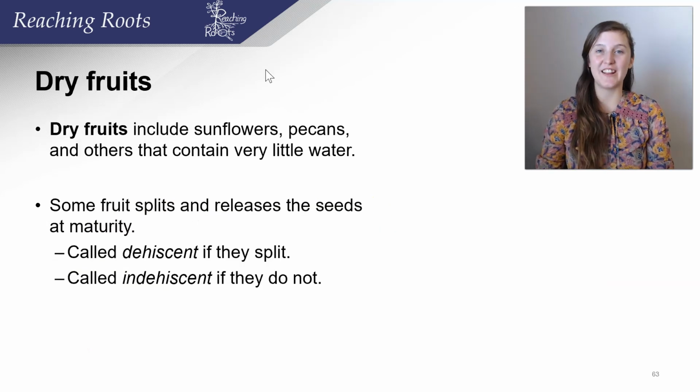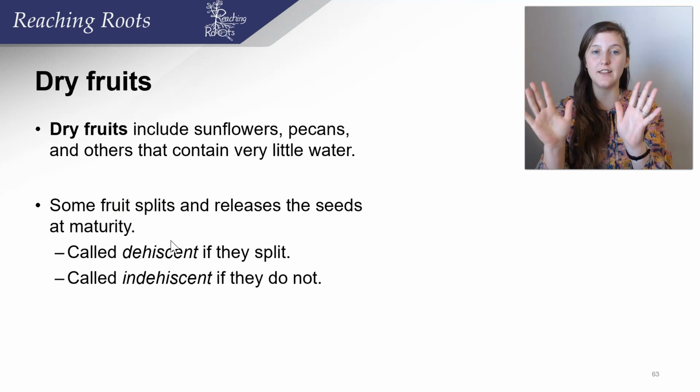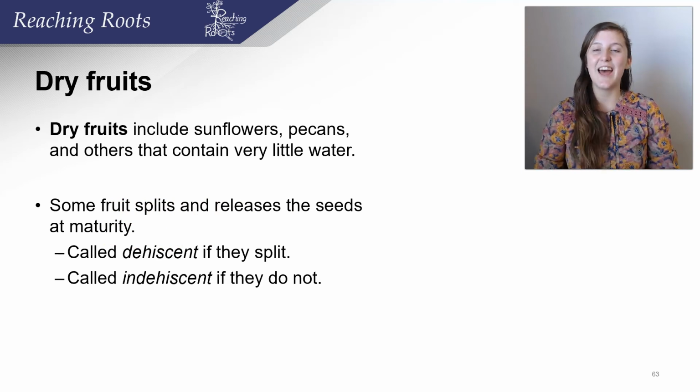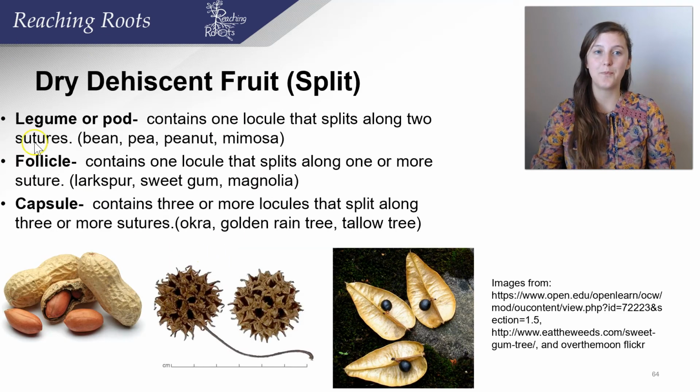Now let's talk about the classification of dry fruits. Again, dry fruits include sunflowers, pecans, and other fruits that contain very little water. Some dry fruits split and release the seeds at maturity. The ones that split open to release the seeds are called dehiscent, and the ones that do not split are called indehiscent. Let's go over a dehiscent dry fruit.